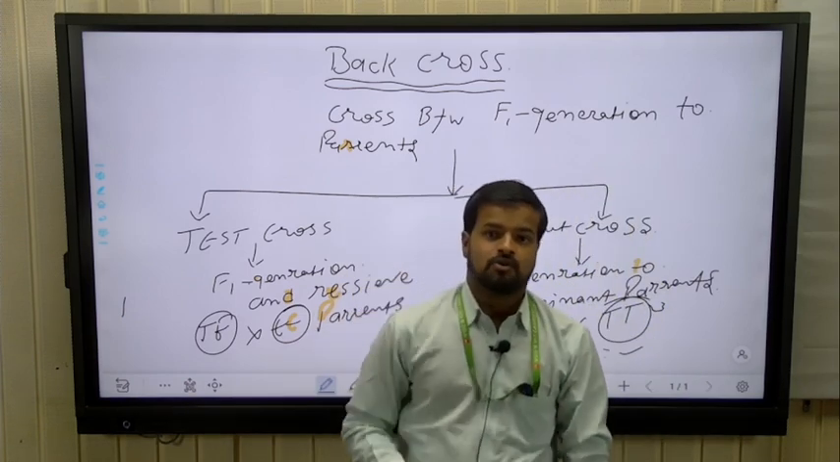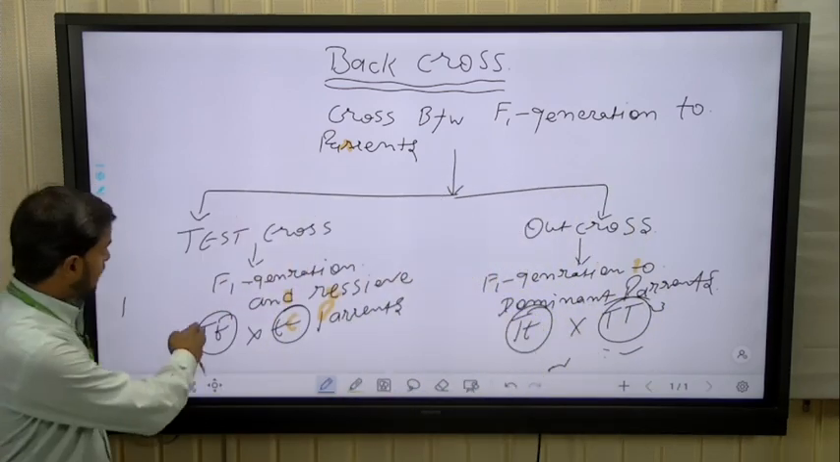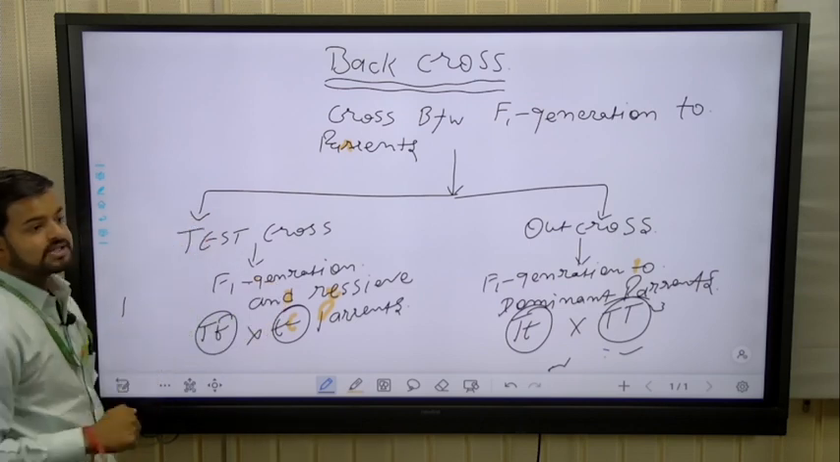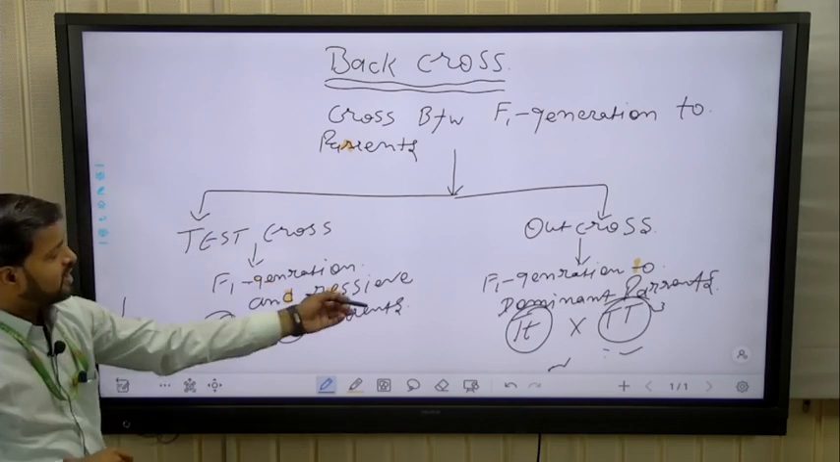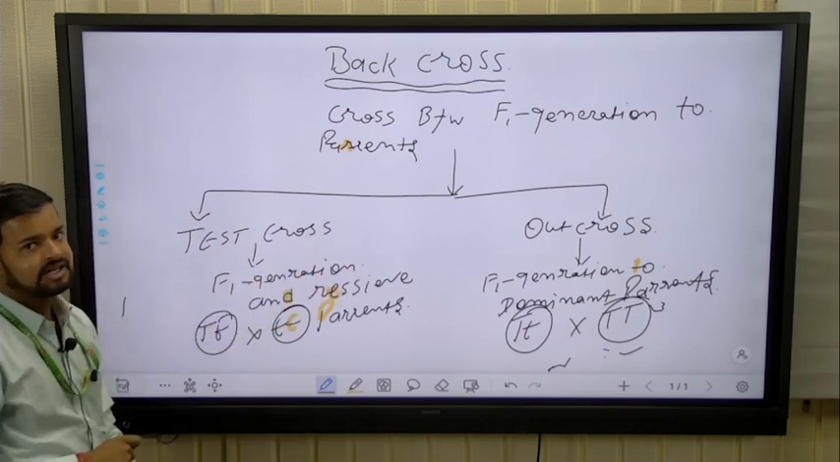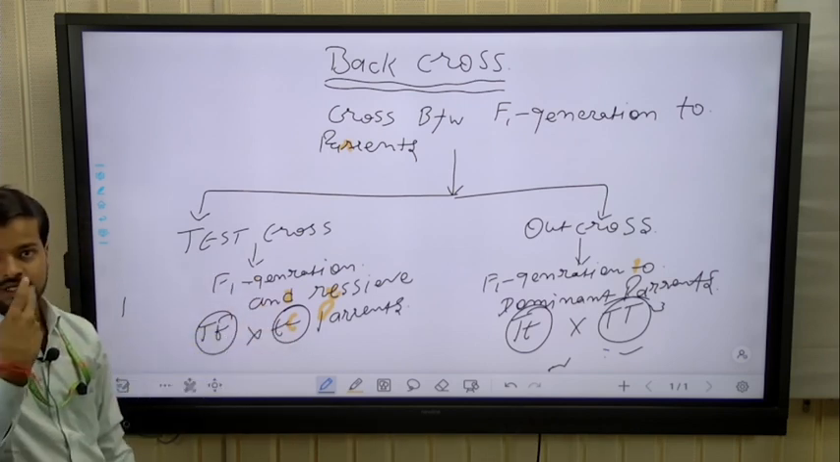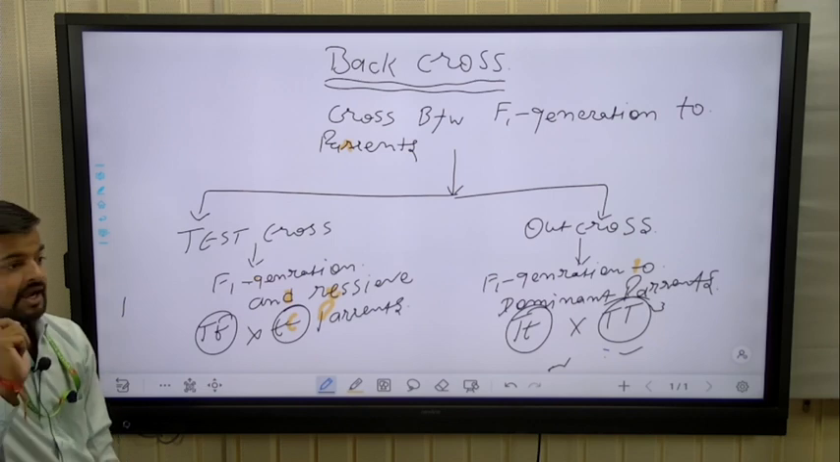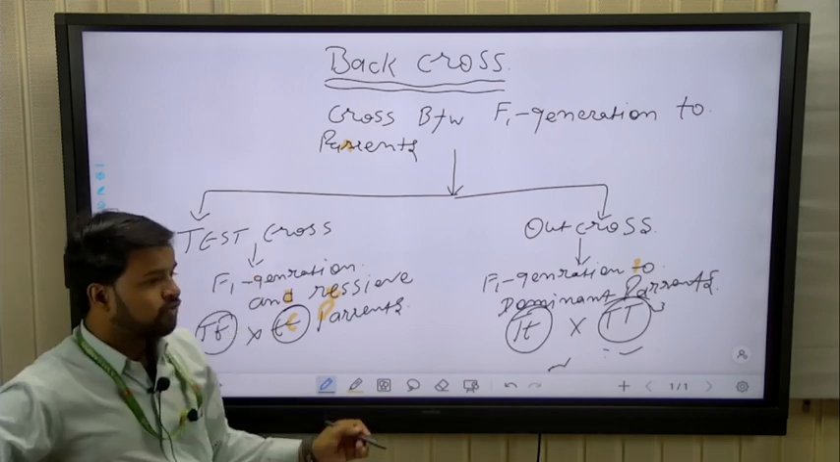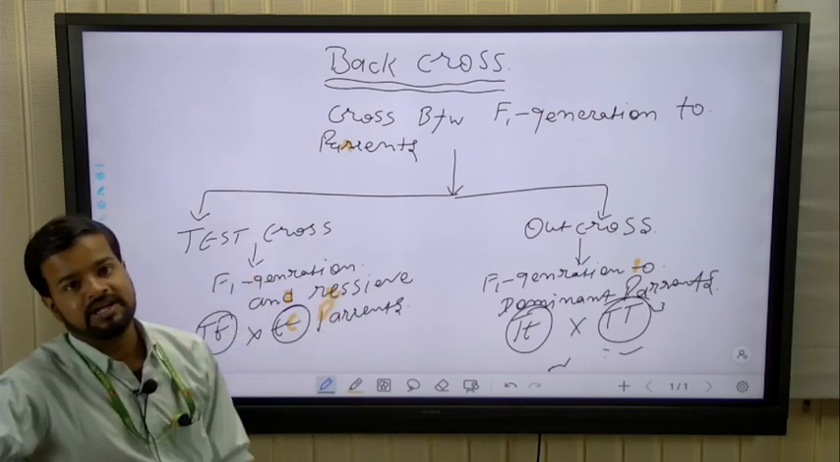There are two types of cross here. First one is capital T small t with small t, and another is capital T small t with capital T. That means test cross is done between the recessive parents, and the out cross is done between the dominant parents.